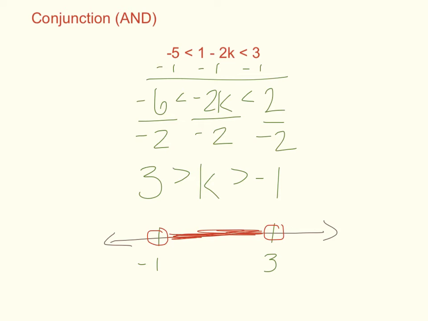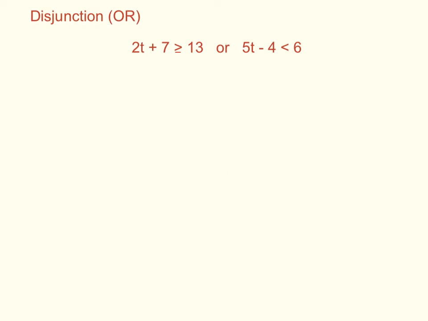Let's do our disjunct statement example, or a disjunction, which is an "or" statement. So this is an "or" statement. And statements you always shade in between your answers, or statements you always shade out. So we're going to go ahead and solve these and see what our answer is going to be. I'm going to do this guy first. We're going to subtract 7 from both sides first. So I have 2t is greater than or equal to 13 minus 7 is 6. I'm going to divide both sides by 2. So t is greater than or equal to 3.